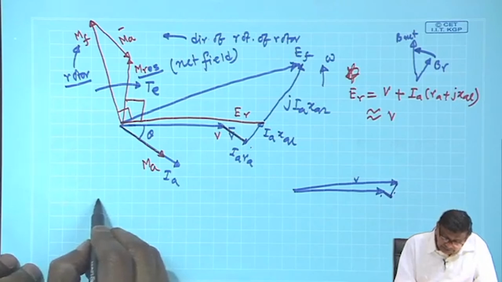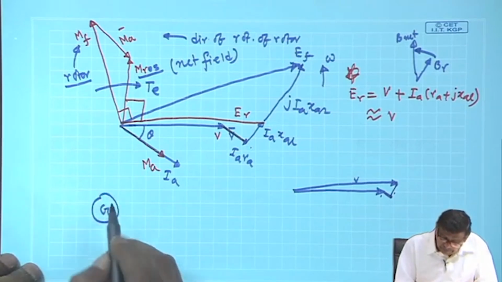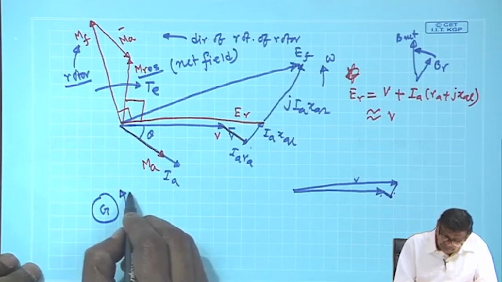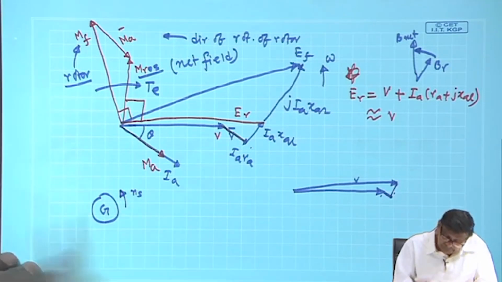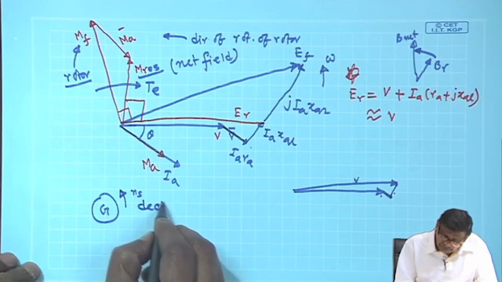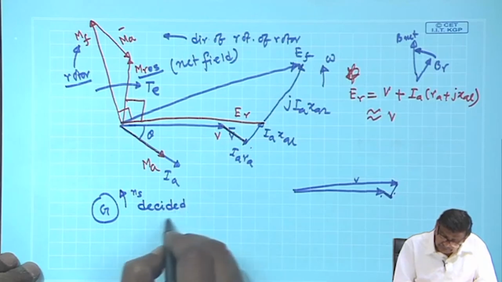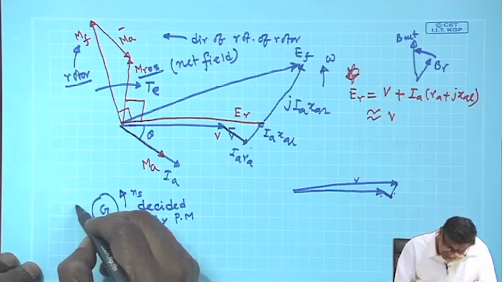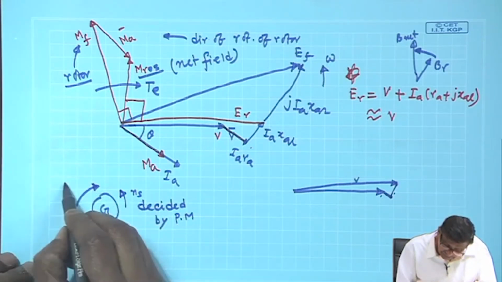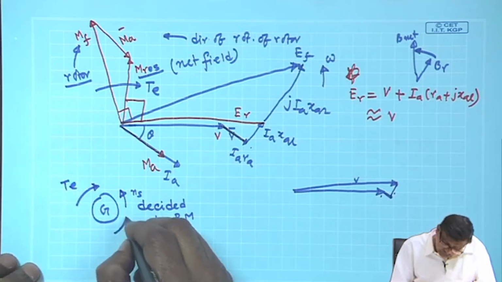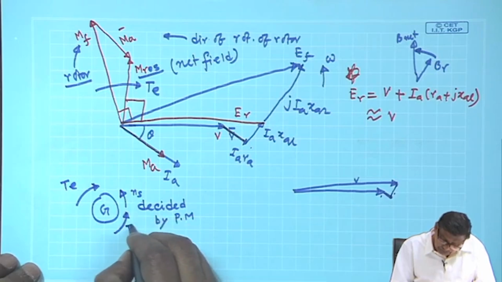So, in case of generator operation, recall once again the direction of rotation NS is decided by the prime mover, diesel engine, steam engine, whatever it is, and the electromagnetic torque will appear in this direction. Therefore, there will be two torques acting on the shaft of the machine.